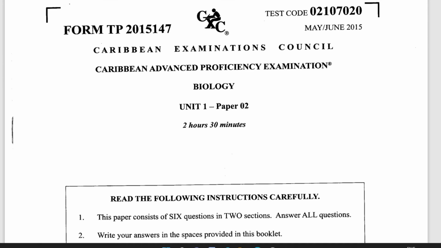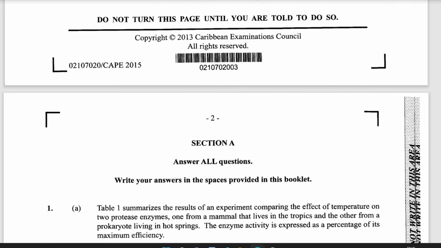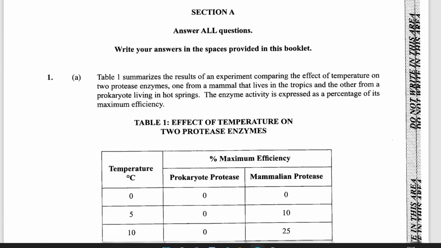I feel it's time to jump into our next past paper, where here we have CAPE Unit 1, Paper 2, Biology, June 2015. Let me get started one time. Alright, so you look at question 1.